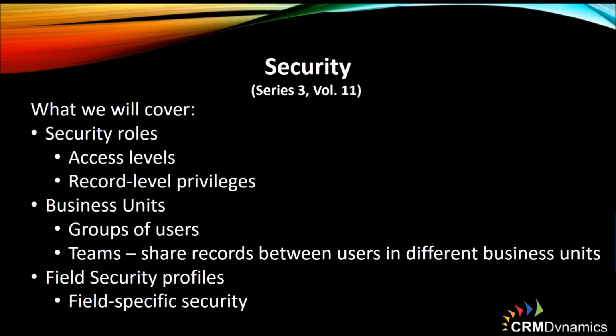So today we're covering security. I'm going to go over the different security roles in your CRM, which includes discussing the access levels and what those mean, as well as record level privileges. I'll just briefly touch on business units because they are part of the security model within CRM, as well as teams and what those mean. And then lastly, I'll just touch on field security profiles and how you can set specific field security on different entities and different forms within your CRM.